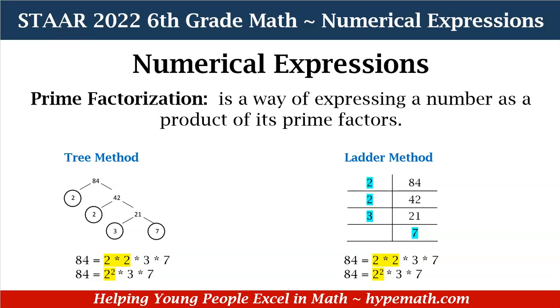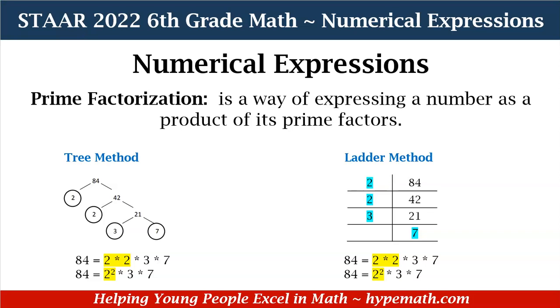Let's review some numerical expressions, starting with prime factorization. It is a way of expressing a number as a product of its prime factors. So let's look at some examples. For the left-hand side, we are looking for the prime factorization of 84 using the tree method. We start off with two numbers multiplied together that equal 84. That is 2 times 42.